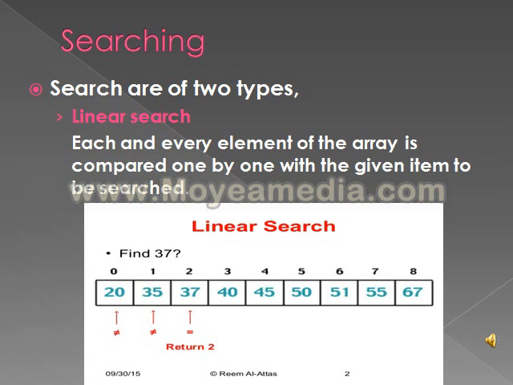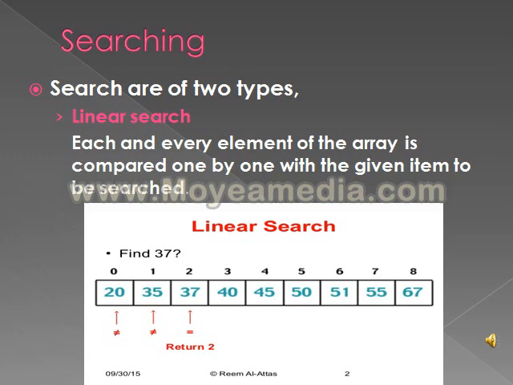Searching is of two different types. One is linear search and another one is binary search. We'll see what linear search is now. Each and every element of the array is compared one by one with a given item to be searched.